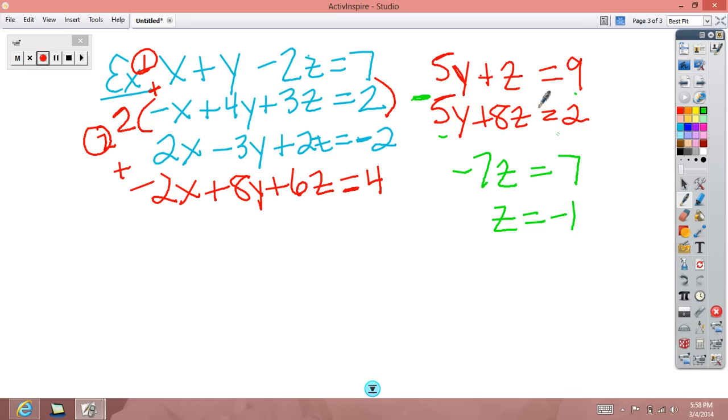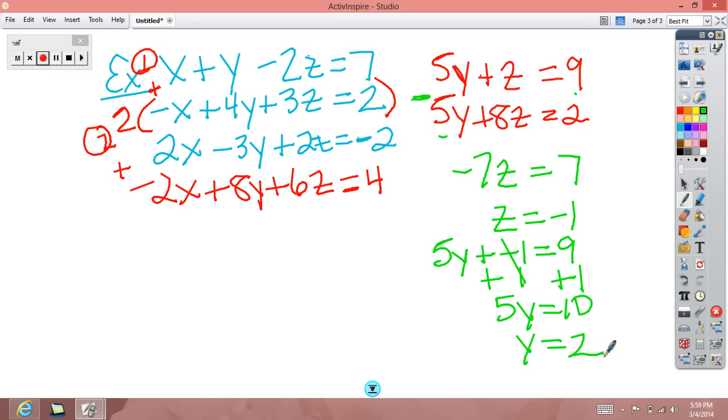Okay, well, z equals negative 1, I can plug it back in here to get y. So 5y plus negative 1 equals 9. Solve for y, add 1. 5y equals 10, divide by 5, y equals 2. Okay, look at that. I'm close. I found y, I found z. Now I got to find x.